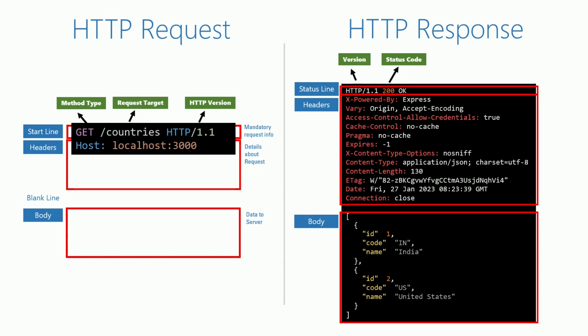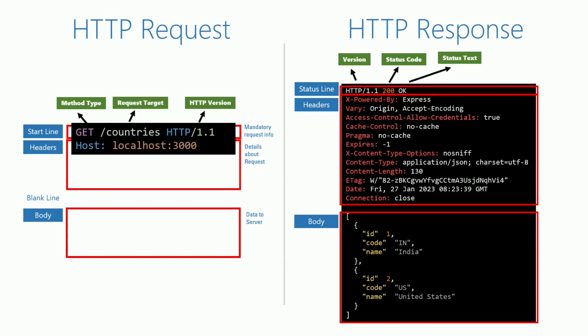The third section of the status line has the status text. The status text is a textual description of the status code. In this sample response, the status code 200 represents a success response, which is textually represented as OK in the status text section.